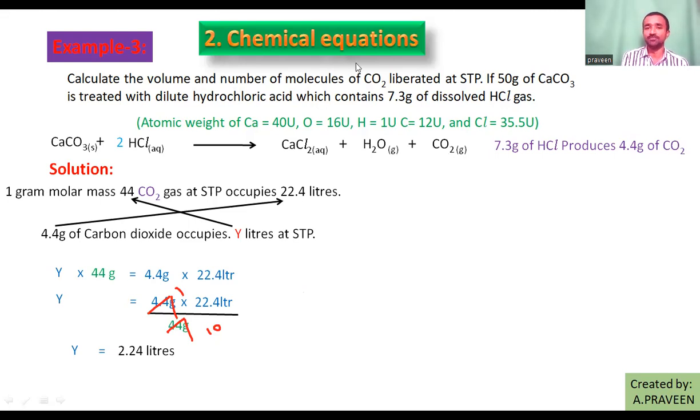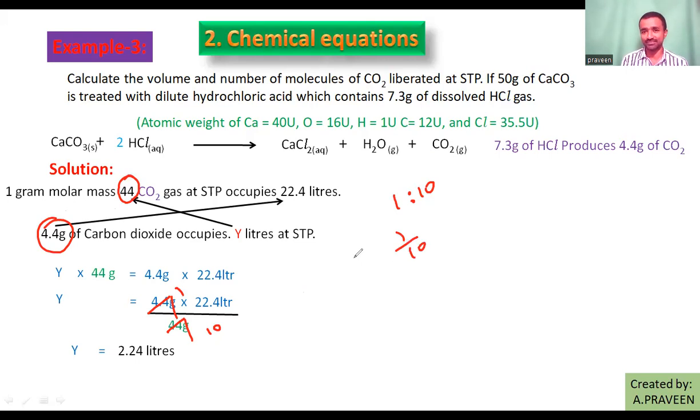Now look here, simply 44 to 4.4, the ratio is 1:10. Is it 10 times reduced? 1/10.